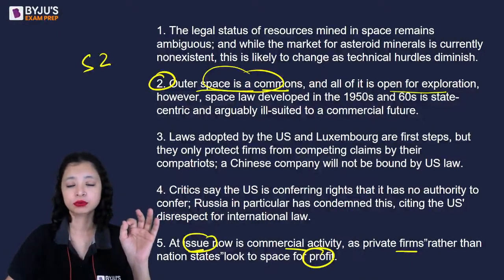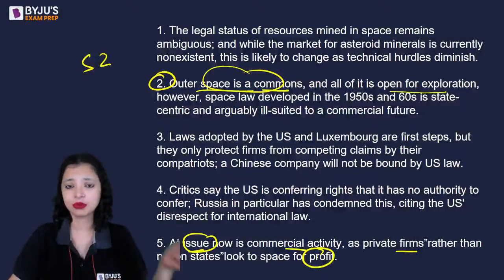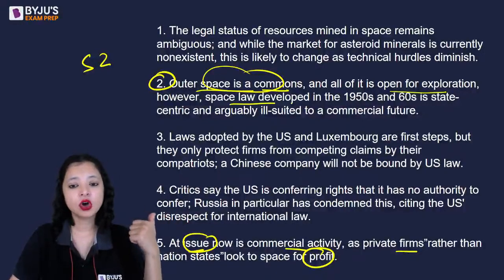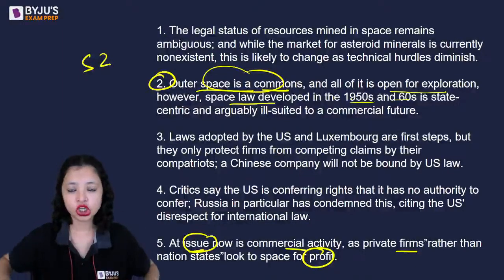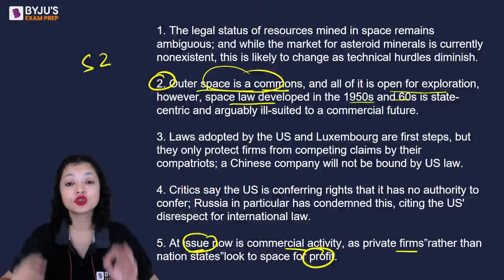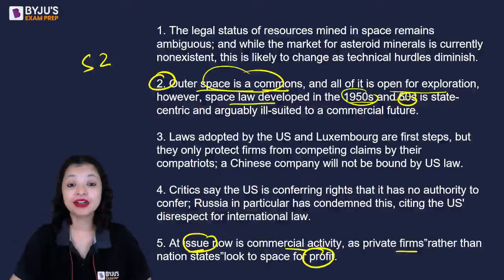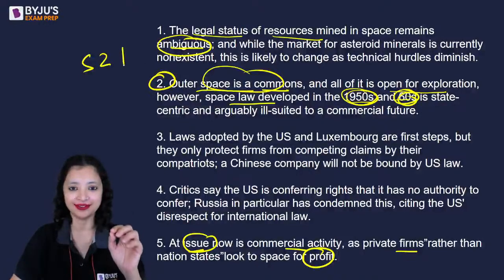We know there's an issue that commercial activity is happening. They're trying to make profit from space. Why is it an issue? It's an issue because space is for commons. Okay. The space law developed in the 50s and 60s is not suited currently for the future. This is an obsolete set of laws, and currently the legal status of resources remains ambiguous because of the existence of obsolete laws. So we have 5, 2, and 1.